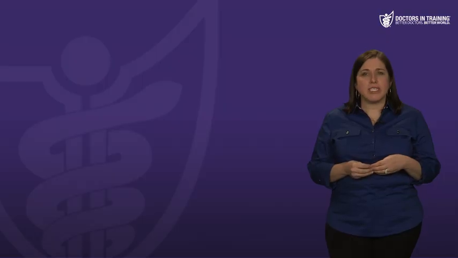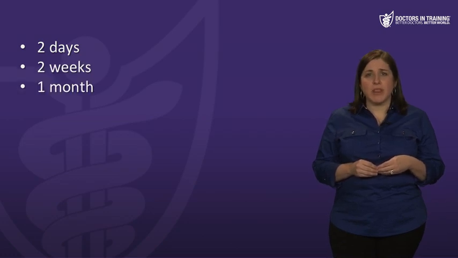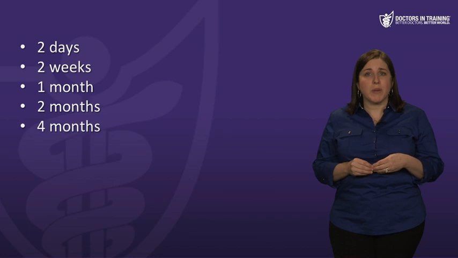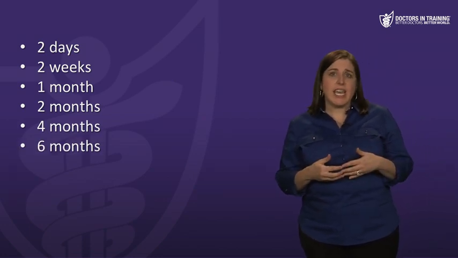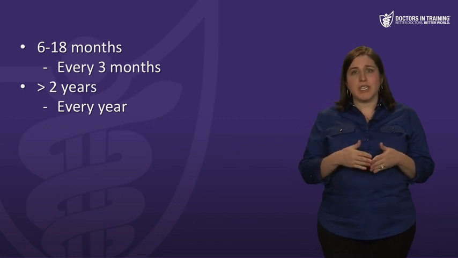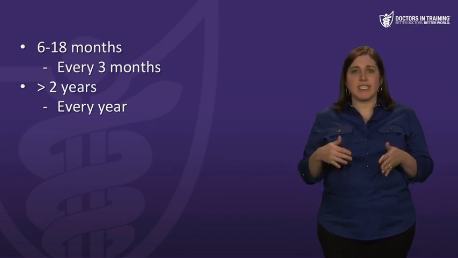So when do you actually see these pediatric patients in the office? If they are discharged from the hospital before 24 hours of age, you really need to follow up within 2 days of discharge. Then we also follow up at 2 weeks, again at 1 month, 2 months, 4 months, and 6 months, because that's when you're going to start doing your vaccines. Then you follow up every 3 months from age 6 months to 18 months, and then visits every year after 2. Let's talk about the vaccine schedule.